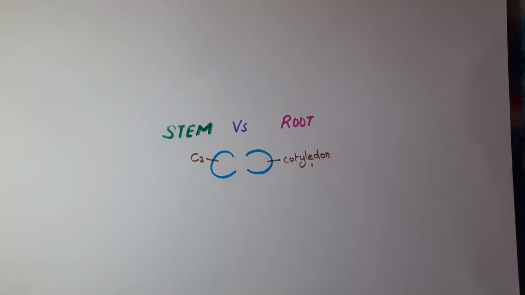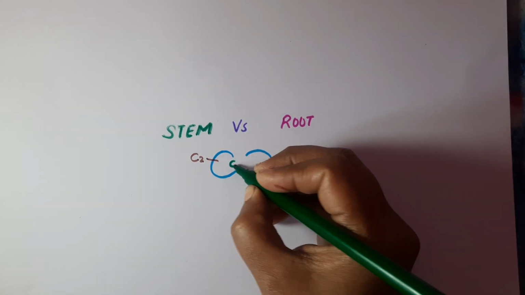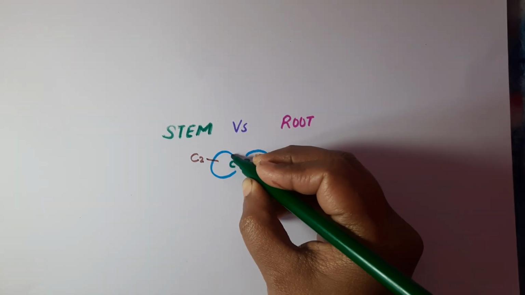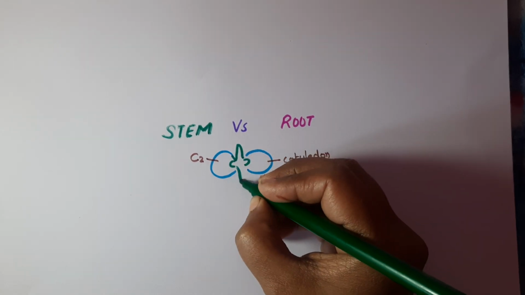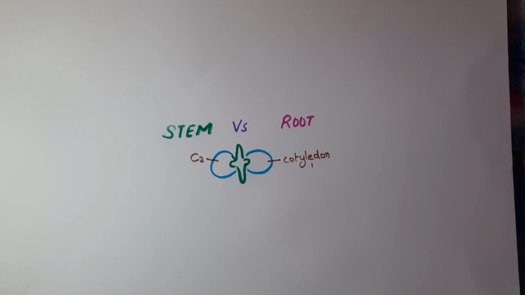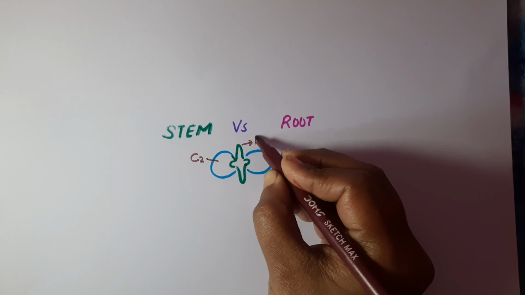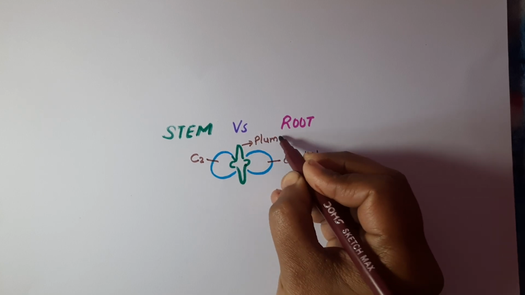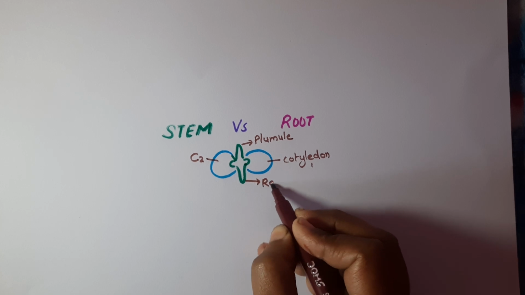There is a structure I will draw for you. You can see it easily by yourself also when you soak a chickpea. After soaking, it will start to germinate. So when it germinates, it has two parts. The above one is known as plumule and this is known as the radicle.